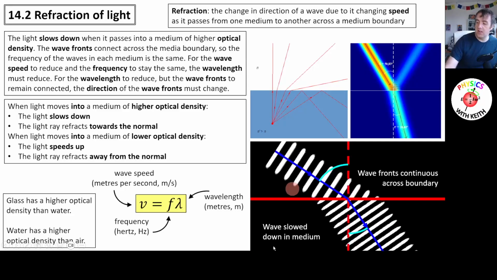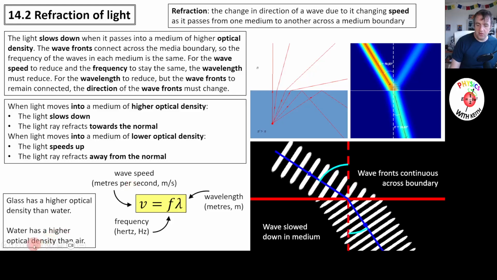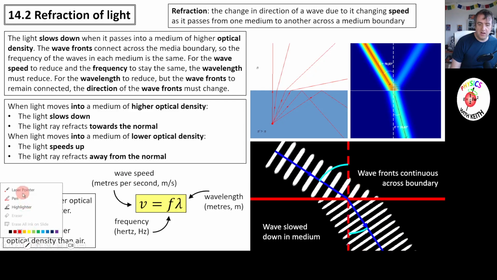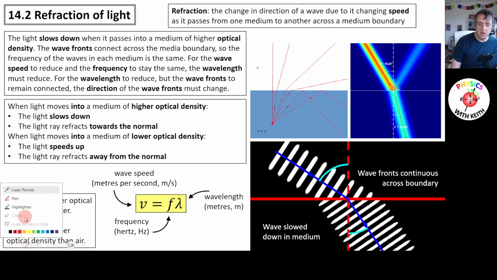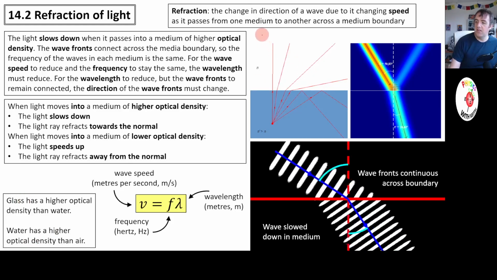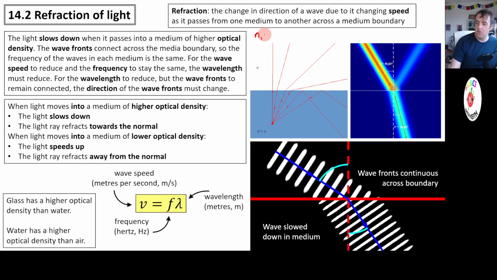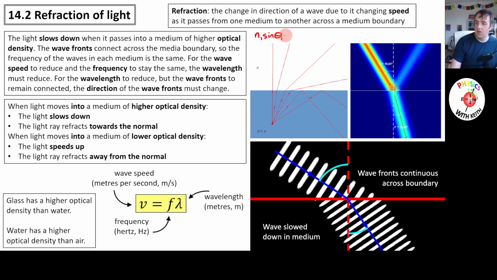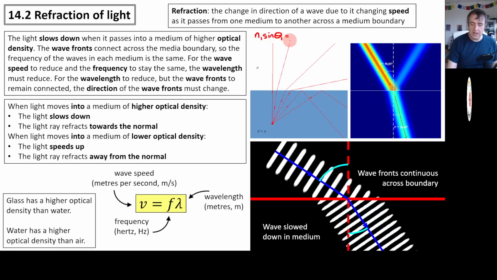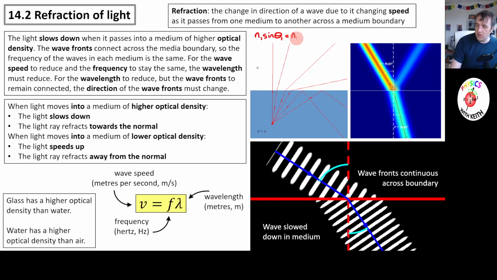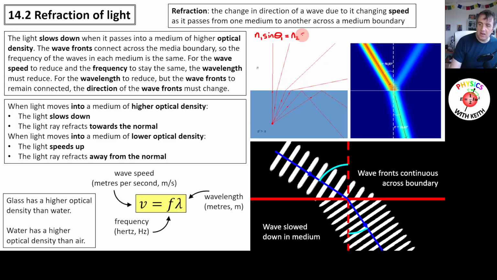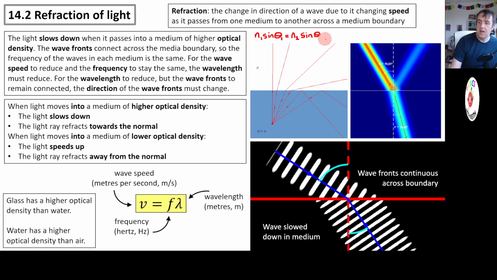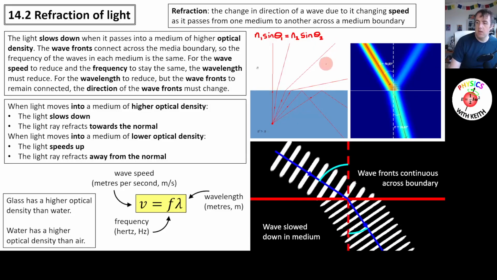Also on the IGCSE is the equation for Snell's law. I do a derivation for it in a video somewhere, probably my A-level video, but Snell's law, the idea that the refractive index of one medium multiplied by the sine of the angle between the ray and the normal in that medium is equal to the refractive index of the second medium multiplied by the sine of the angle between the ray and the normal in the second medium.